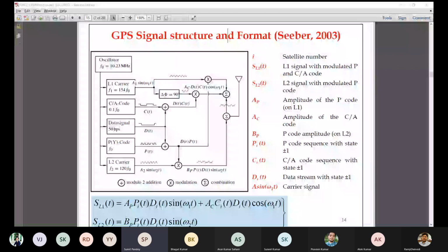Sir, we have read that the L1 signal gets split into two, one with a 90-degree phase difference, and then this 90-degree phase-shifted component gets overlapped with the CA code. But what is this 50 BPS data signal which is coming towards the CA code and combining?